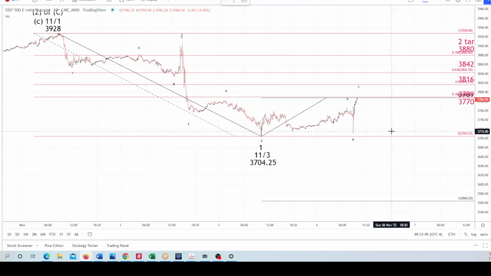So 2 up is in play. The turn date is today. We'll see if it tops today or Monday, and see if this wave 3 of 3 down begins soon.